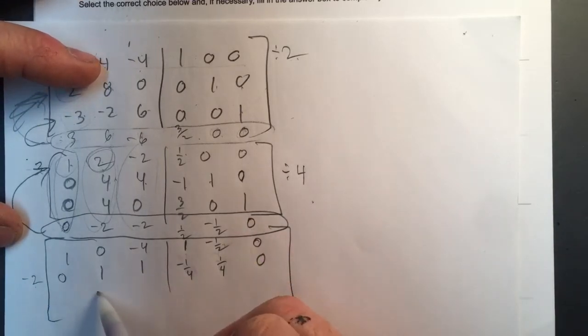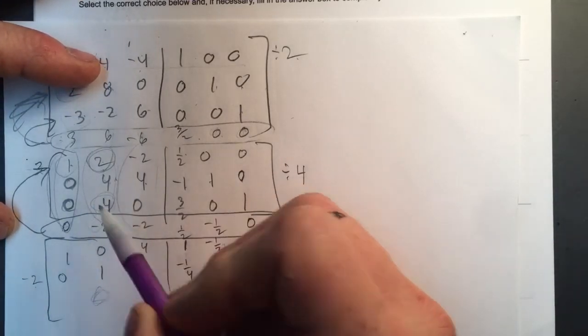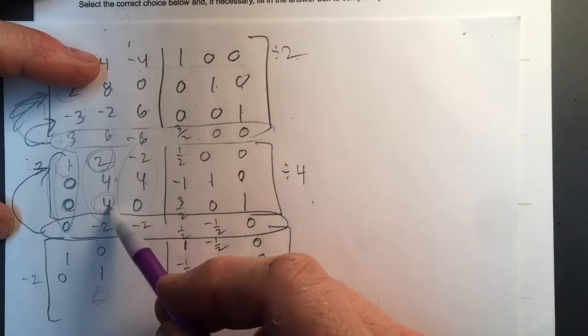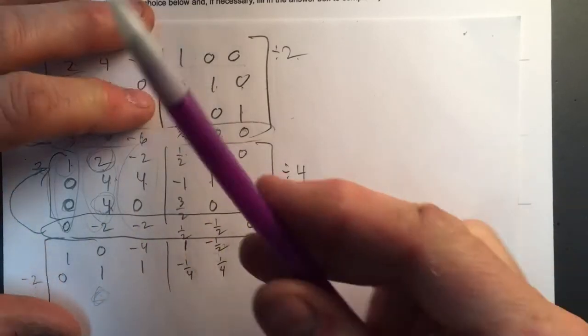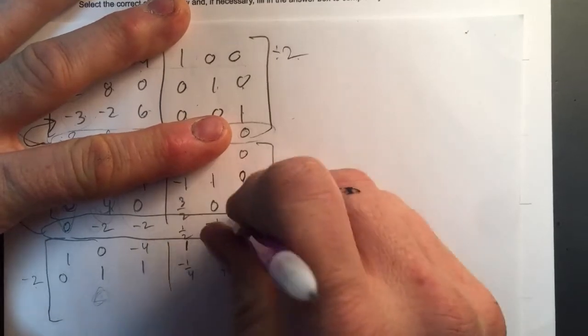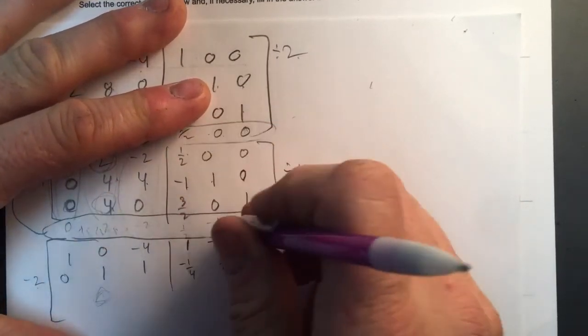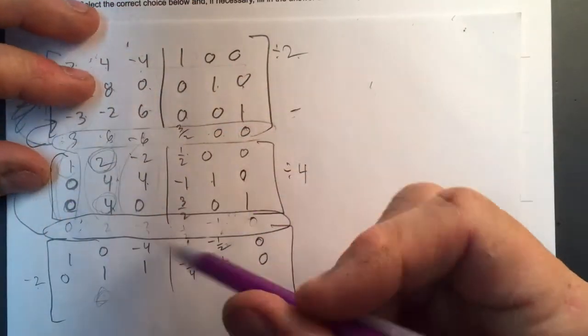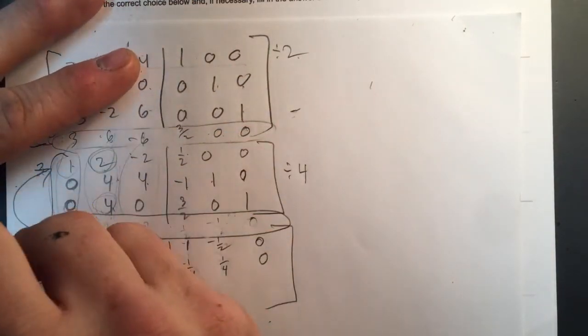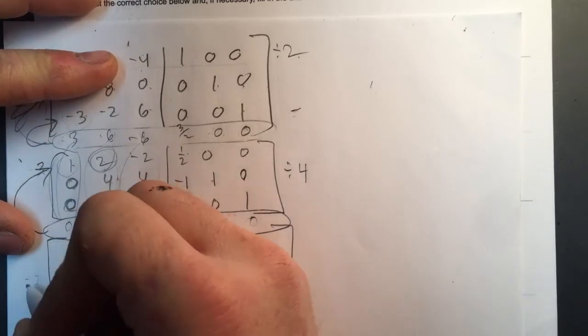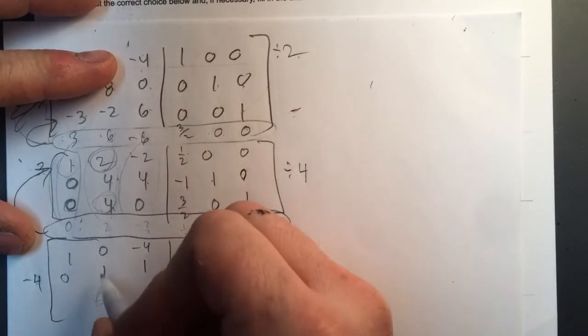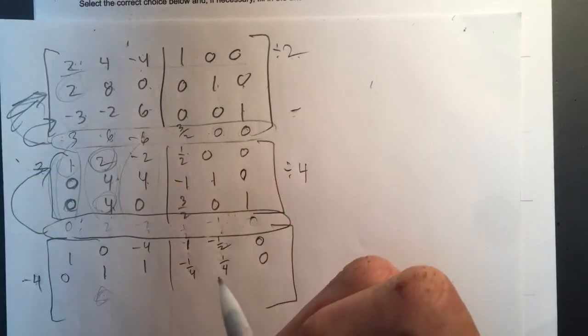Now, I need this bottom one right here. I need a 0 right there. Well, right now, it's a 4. What do I add to 4 to make it be 0? I've got to add -4. So I'm going to erase these numbers I did just a minute ago. And I want a -4 here, which means I'm going to take -4 times my 1 row. This is my 1 row because it's got the 1 in the column I'm working on right now.